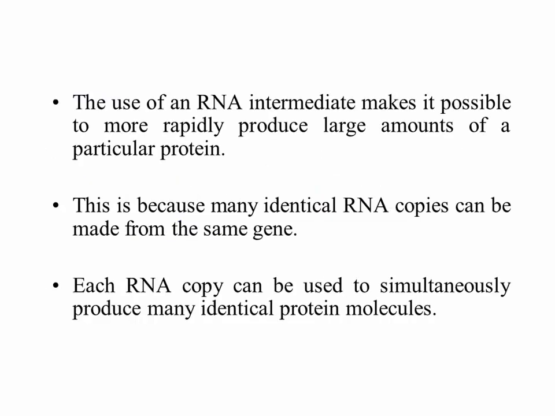The use of an RNA intermediate makes it possible to more rapidly produce large amounts of a particular protein. This is because many identical RNA copies can be made from the same gene. If you have one master copy, then you can make many copies and then copy from those. That way you have an opportunity to make many more copies at the same time, instead of just copying from the master copy, which is going to limit your speed of copying. Each RNA copy can be used to simultaneously produce many identical protein molecules.